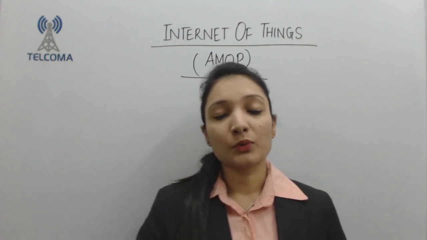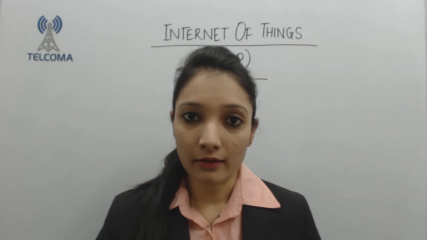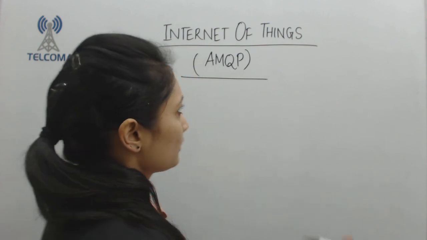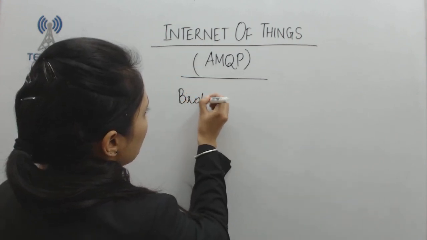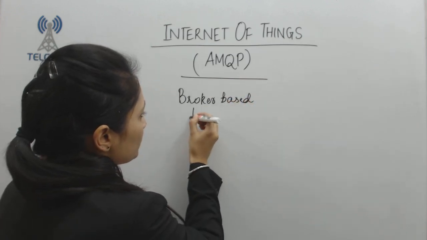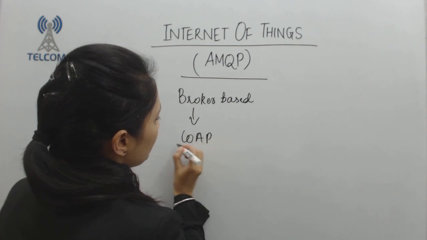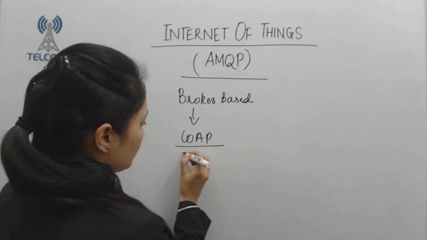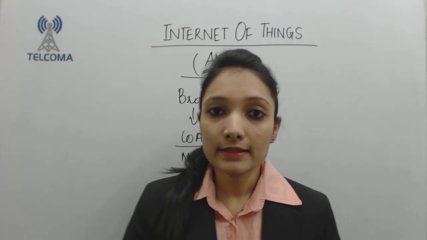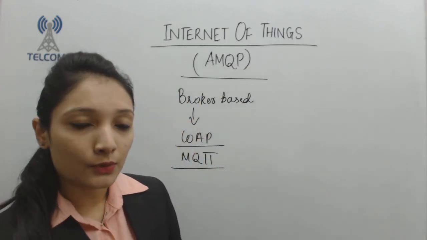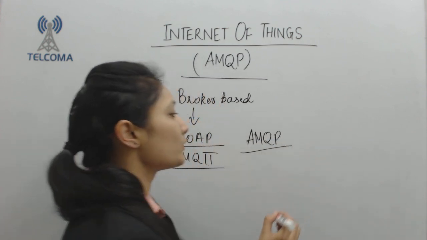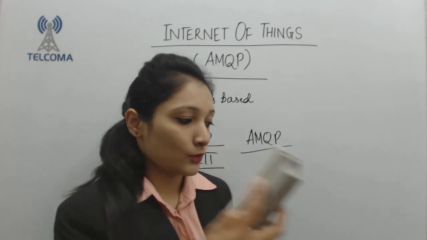We have been studying various IoT convergence protocols. So far we have studied the broker-based protocols like CoAP and MQTT. In this class, we will study another broker-based protocol, which is AMQP, the Advanced Messaging Queuing Protocol.